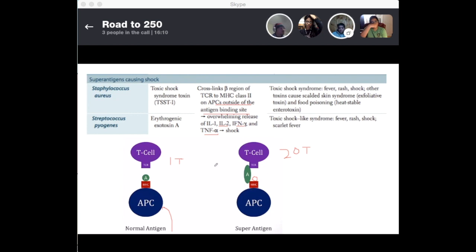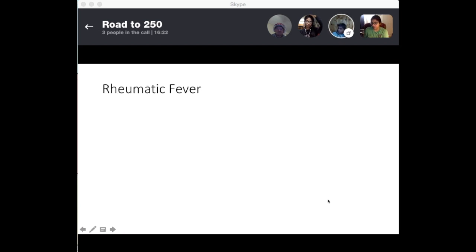So if you like diagrams, this is essentially what this is trying to say. Any questions about that? No. Cool. So we'll move to our next concept, which is going to be rheumatic fever.